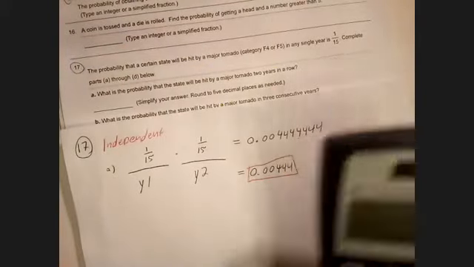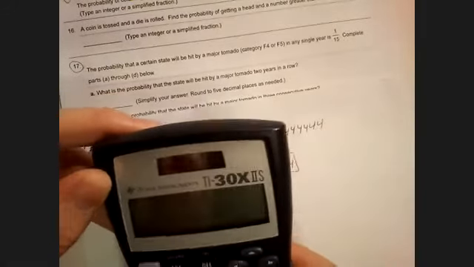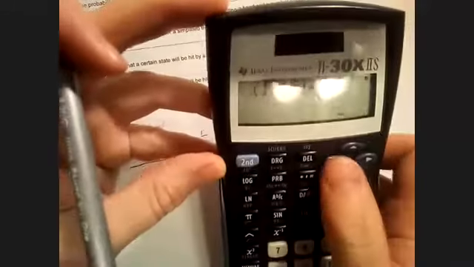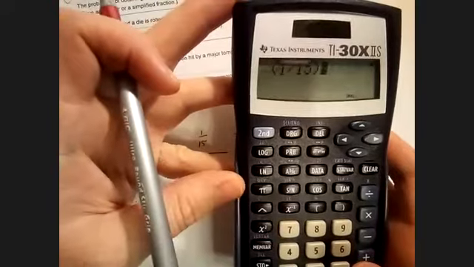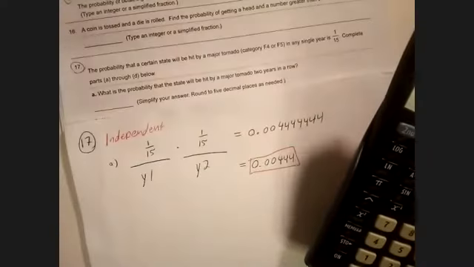So I could do that. Of course, I could have done 1 divided by 15, close parentheses, and then raise it. Oh, you can see that. There's a button right there. It's the squares right under the caret. I could get the same thing. Okay, part B.